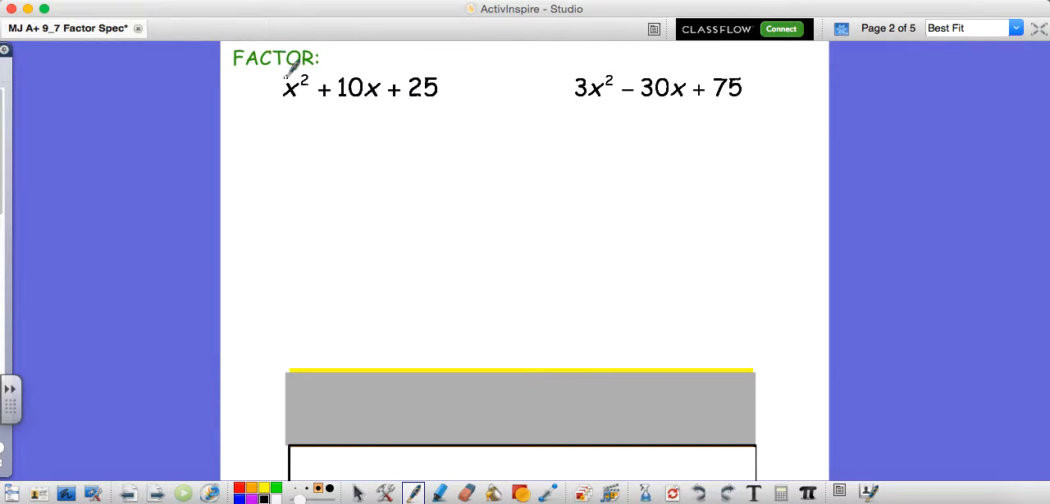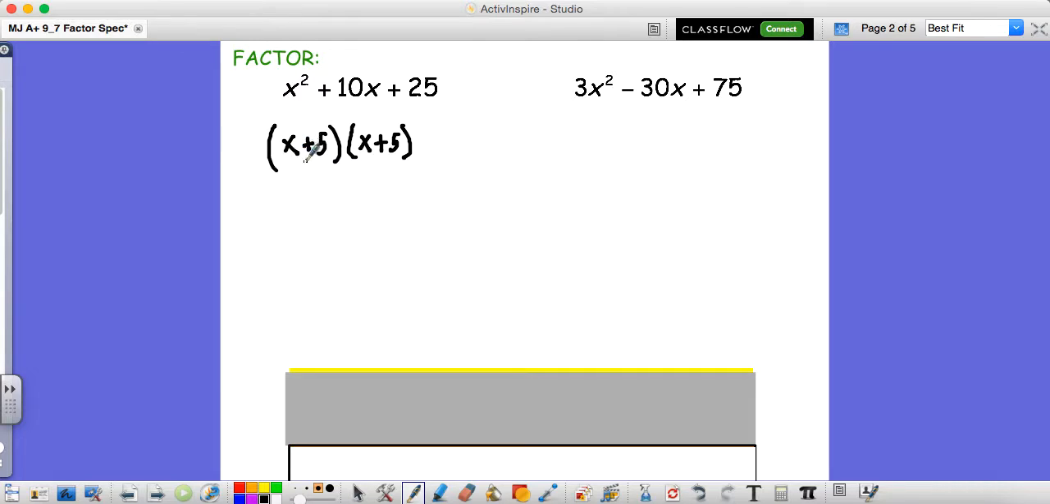Well, our a value here is 1, so we can do our nice easy factoring of asking what two numbers multiply to 25 but add to 10. And the answer here is 5 and 5. 5 times 5 gives you 25, 5 plus 5 gives you 10. So x squared plus 10x plus 25 is just x plus 5 times x plus 5.